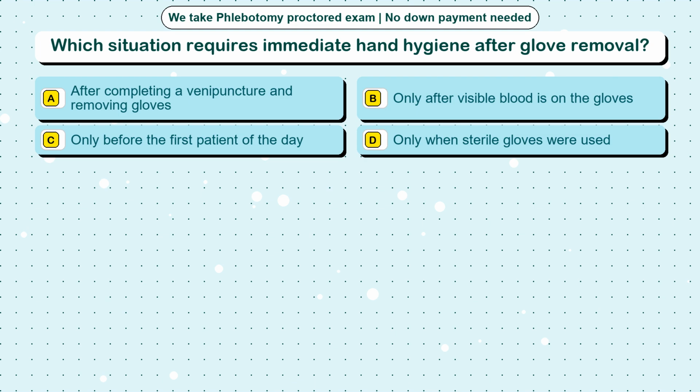Question 63. Which situation requires immediate hand hygiene after glove removal? Option A. After completing a venipuncture and removing gloves. Option B. Only after visible blood is on the gloves.